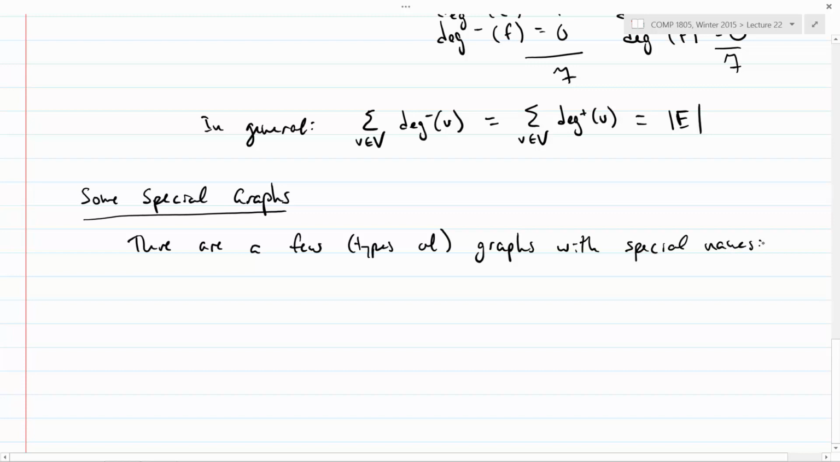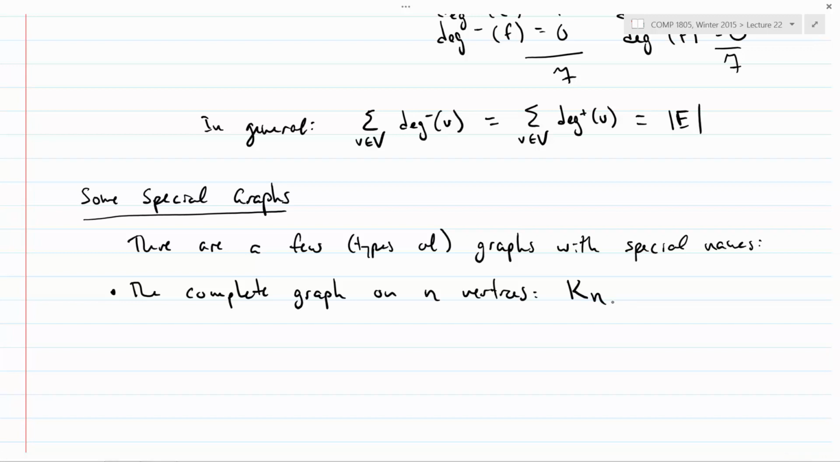So there's lots of examples of these. The first example I want to talk about is called the complete graph on n vertices. And this is denoted K sub n, K for complete. All right, so the way this graph works is every vertex in the graph is connected to every other vertex in the graph. So somehow this has the largest number of edges you can have while being a simple graph.